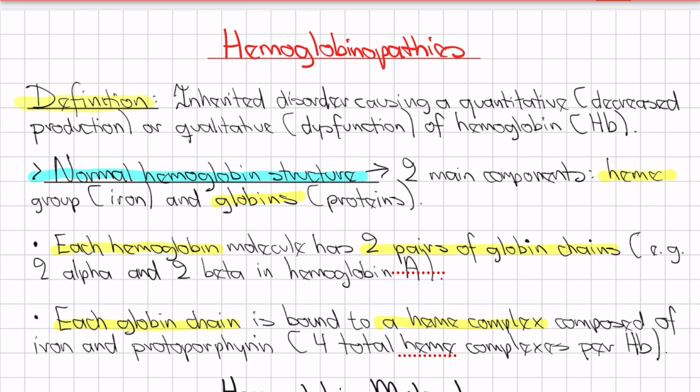Hemoglobinopathies are disorders of red blood cells in which we can have two different abnormalities. We could have a quantitative issue in which we have a decreased production of hemoglobin, or we could have a qualitative issue in which there is a dysfunction of the produced hemoglobin molecule. The normal hemoglobin structure has two main components, a heme group and globins, which are proteins.